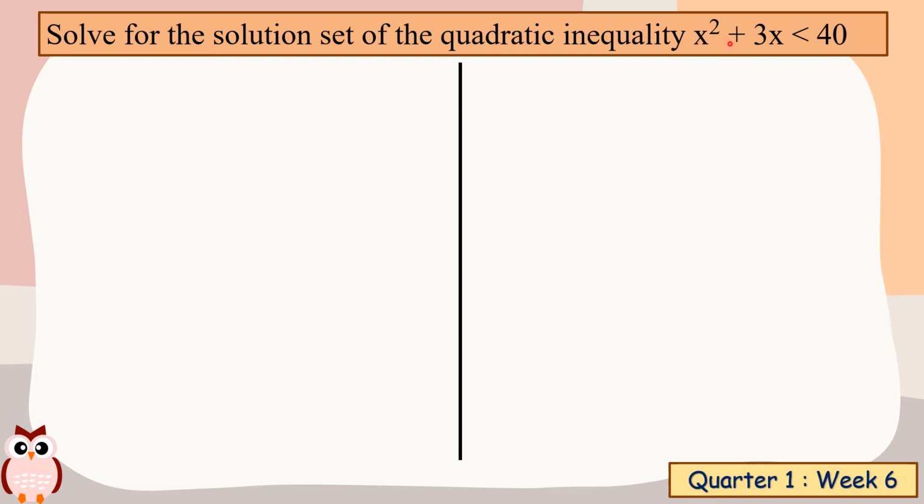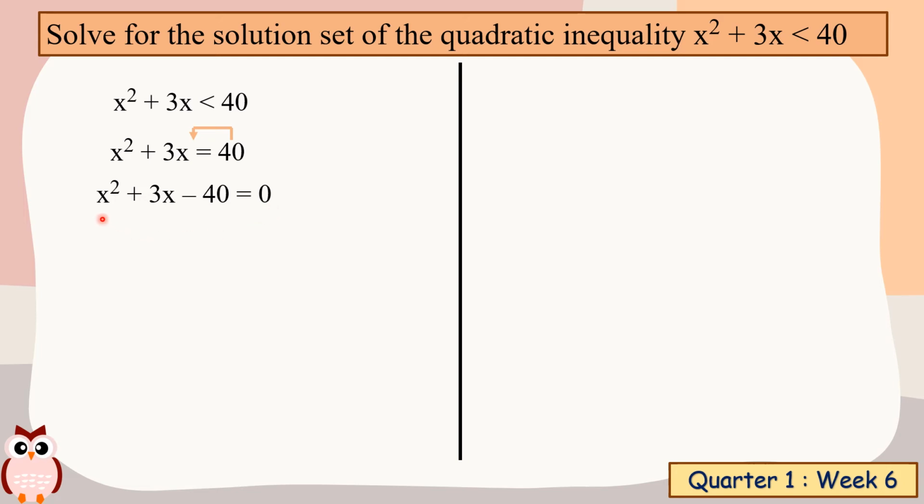We have here x squared plus 3x is less than 40. So you copy the given, then write or change the inequality symbol to equal sign. Then write your quadratic equation now to its standard form. So we're going to move positive 40 to the other side of our equation. That's why this will now become -40. So this will be the standard form of your quadratic equation.